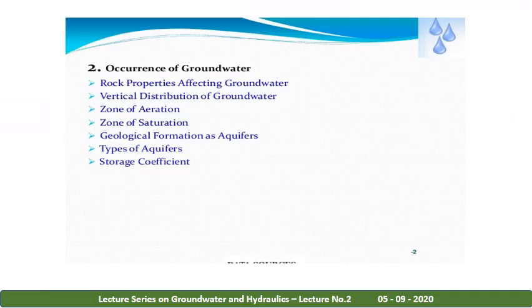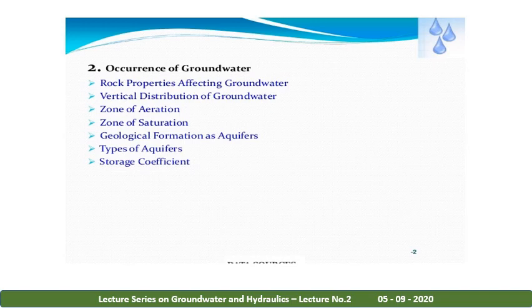And today we are going to discuss. In the last class, we discussed the basic knowledge regarding groundwater as well as the materials which have water bearing capacity, what type of rocks will be holding the water, and all the things. In today's class, we are going to discuss the occurrence of groundwater. In that, we are going to discuss rock properties affecting groundwater, vertical distribution of groundwater, zone of aeration, zone of saturation, geological formation as an aquifer, types of aquifer, and storage coefficient.